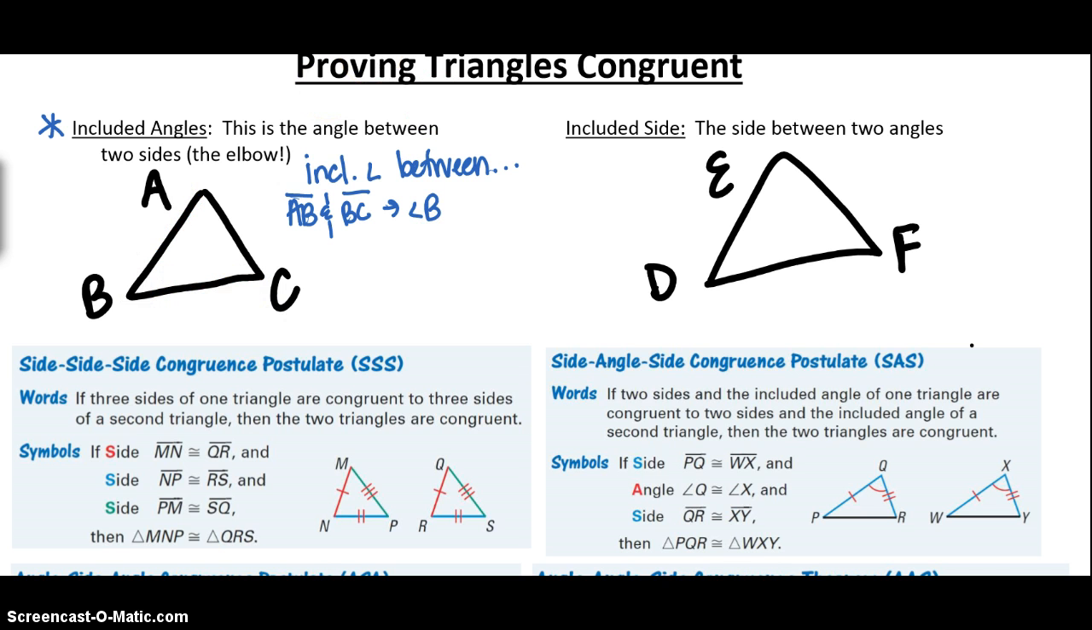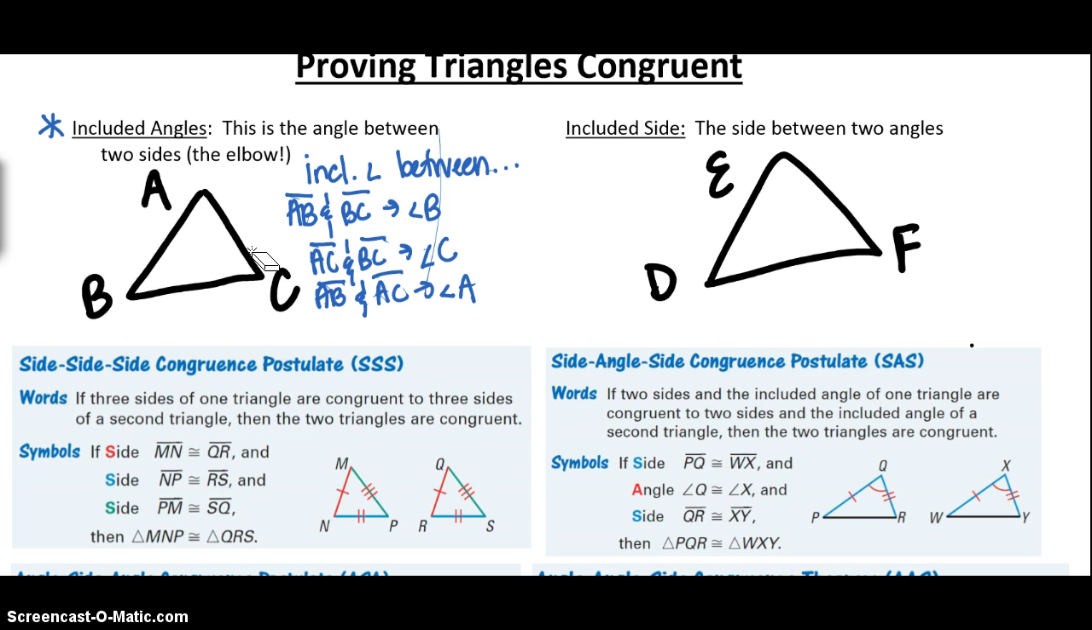Let's try another one. What would the included angle be between AC and BC? So here's AC, here's BC. What's the included angle? This guy right here, angle C. Okay, let's do one more. What would be the included angle between AB and AC? So here's AB, here's AC. What's its elbow? Right there, angle A. So angle A would be the included angle.